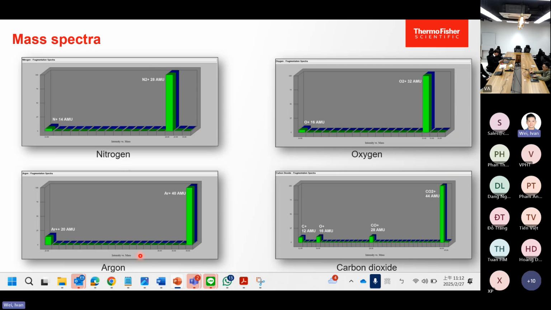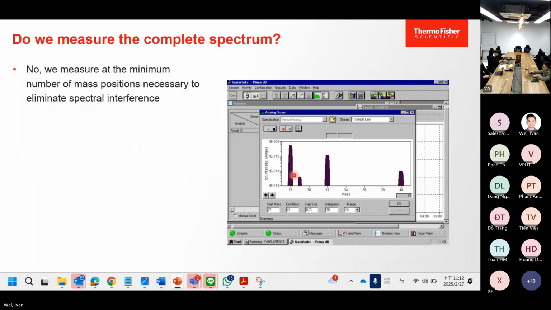So we use this molecular weight to differentiate different compounds. All those argons, all those molecules have different molecular weights. So, do we measure the complete spectrums? No, we don't, because some molecules or some gases might have a similar molecular weight. In that case, we need to figure out the most abundant molecular weight when they break apart. So we cannot measure the whole spectrum from zero atomic weight to 150 atomic weight.